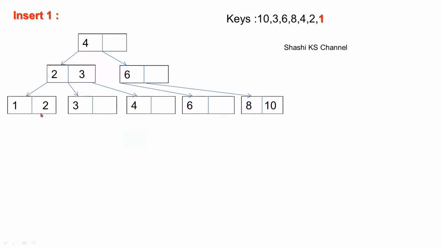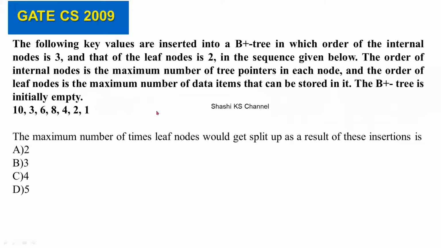So as I told, 1 and 2 are retained in the original node, 3 is moved to a new node, and 2 is replicated because 2 is the second entry as per our rules. So 2 is replicated in the internal node, and according to the rules of B plus tree, the pointers are appropriately pointing to the left and the right trees. So how many leaf node splits did we have? We had one leaf node split during inserting 6, and then 4, 2 and 1. During all these insertions, we had the splitting of a leaf node. Okay, so coming back to our question, the maximum number of times leaf nodes would get split as a result of these insertions. The answer is 4.